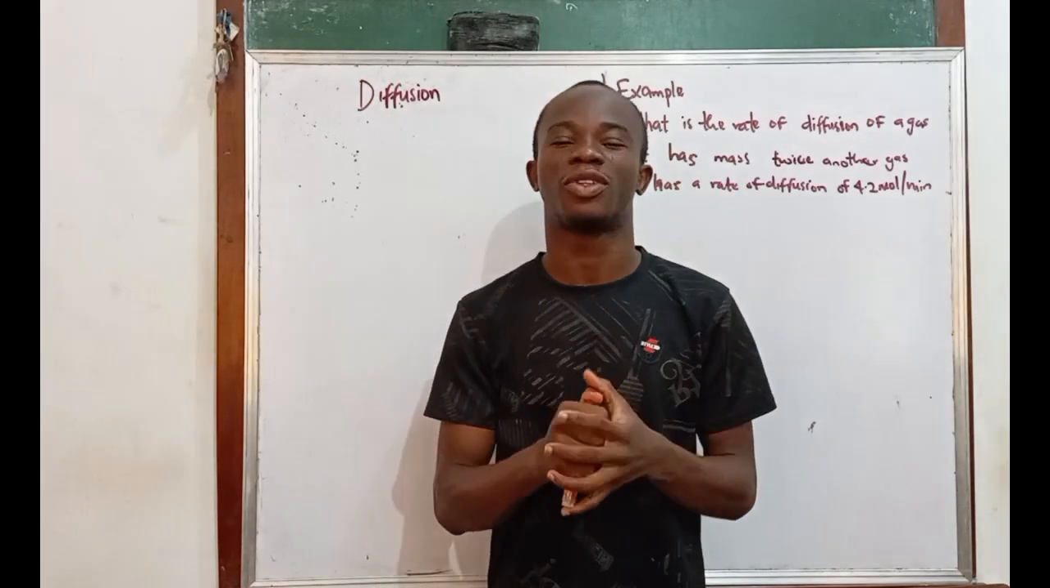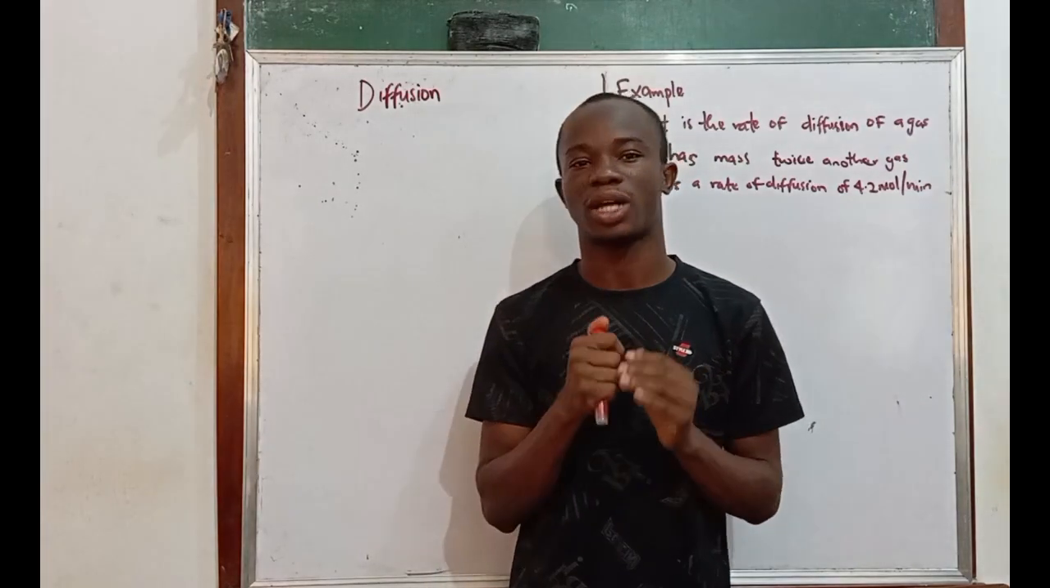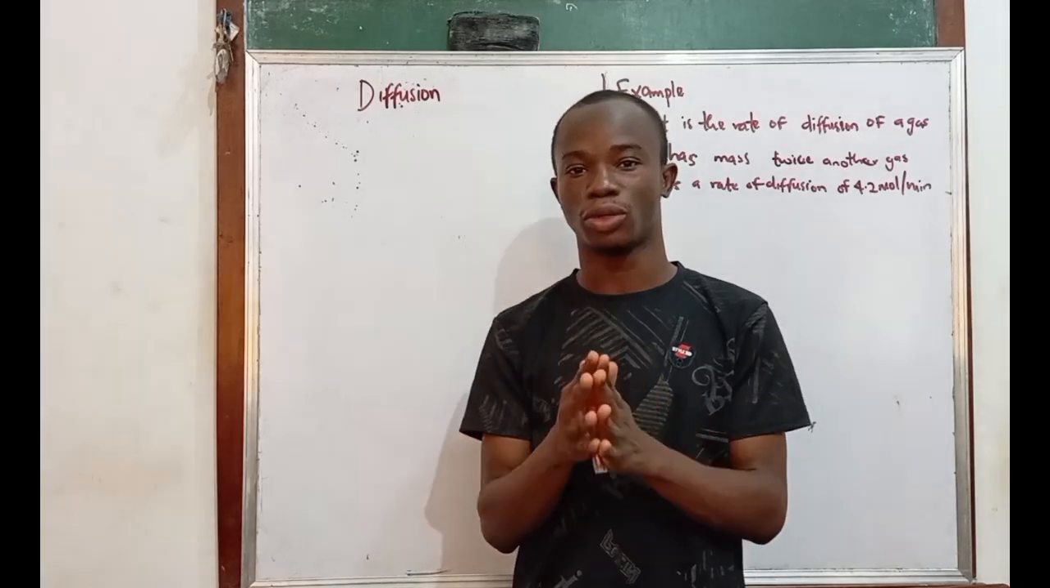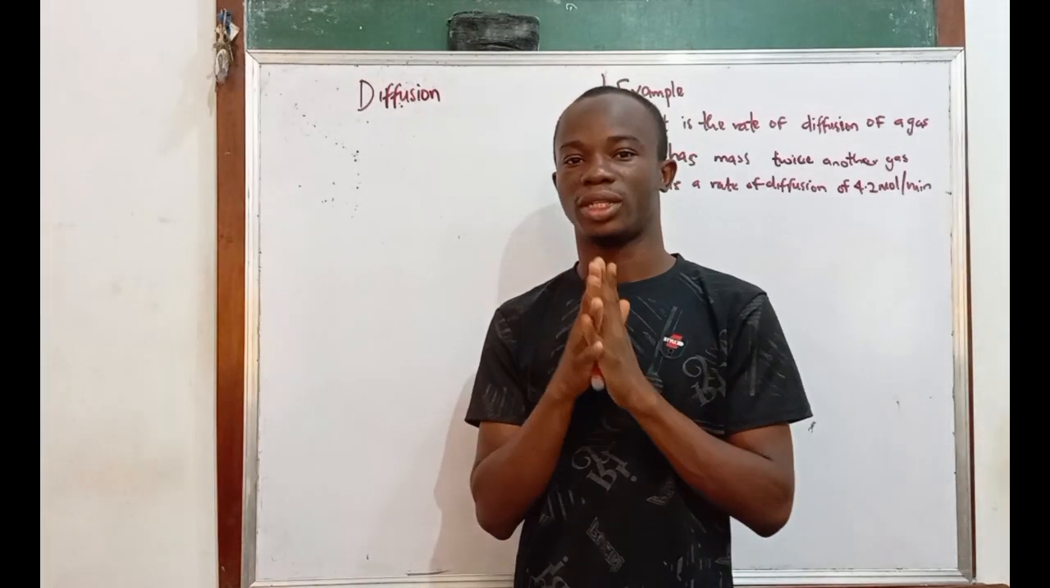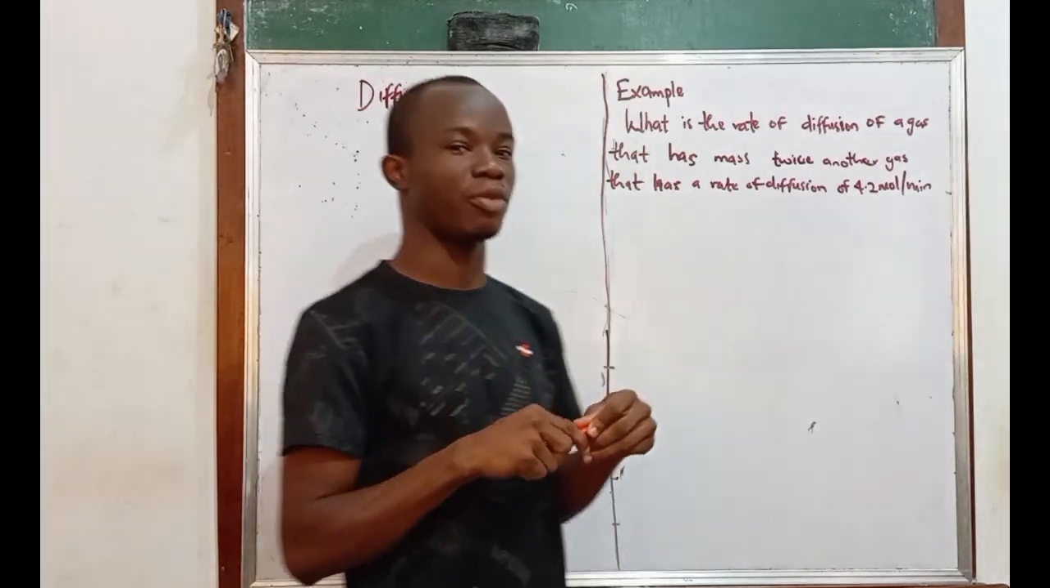But in this video, I'll be talking about the rate at which diffusion occurs. The rate at which diffusion occurs relates to the relative molecular mass of molecules that are involved in diffusion. And that relationship is described by Graham's law of diffusion.